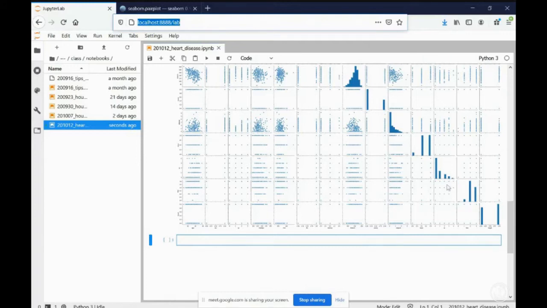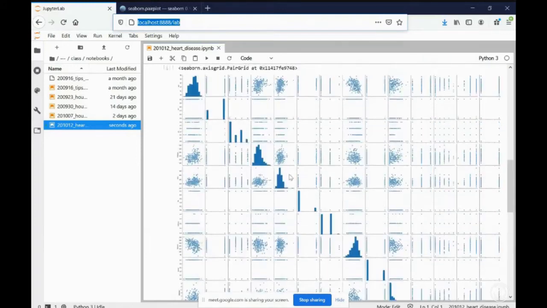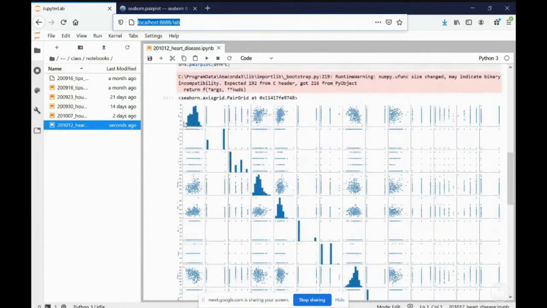Okay. So then if you also look at, let's see, age. This is age against age. So this gives you a distribution of age.